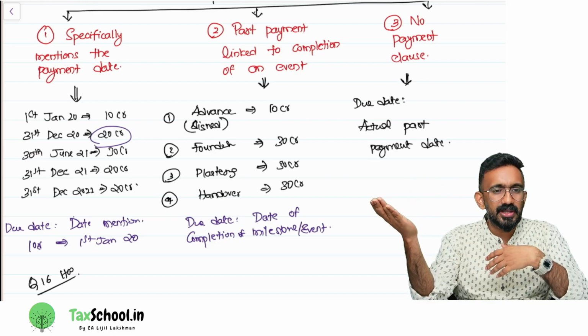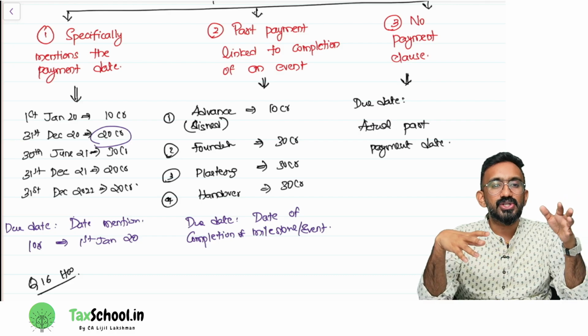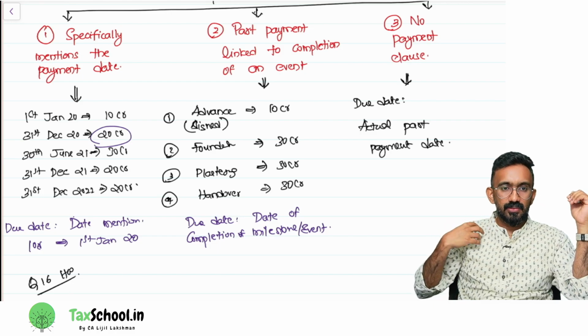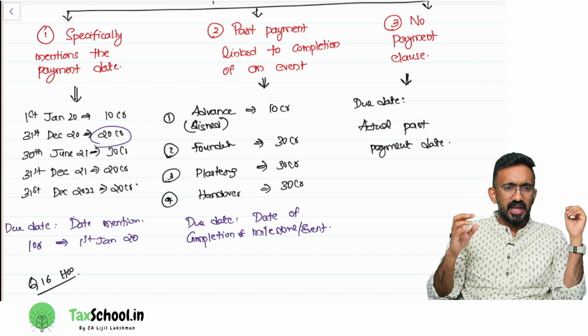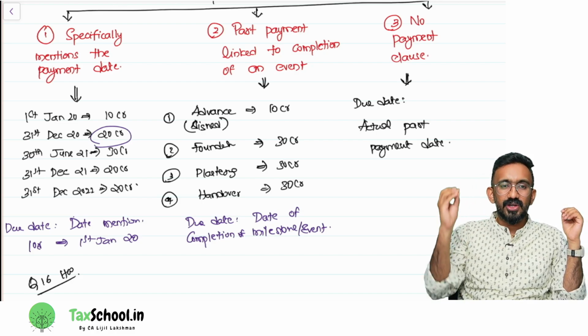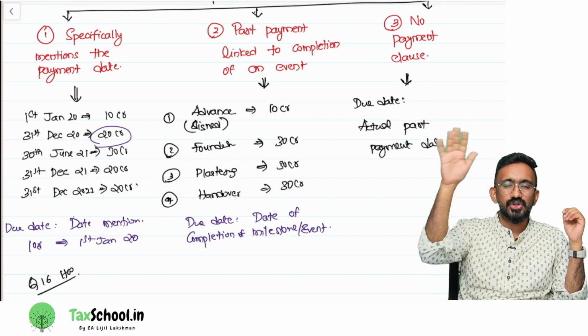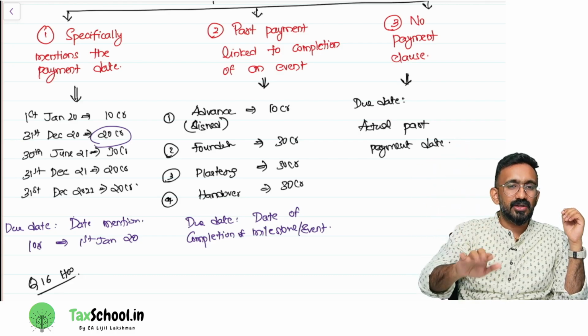Second is the most popular method of contract for construction, which is part payment is linked to completion of a partial event. Like normally in construction contract, they would say total is 100 crore project cost. I will give you 10 crore as and when you finish foundation. I'll give you another 20 crore when you finish your plastering work. I'll give you 30 crore when you finish concrete. I'll give you another 30 crore when painting is done. I'll give you 10 crore when the handover is done.